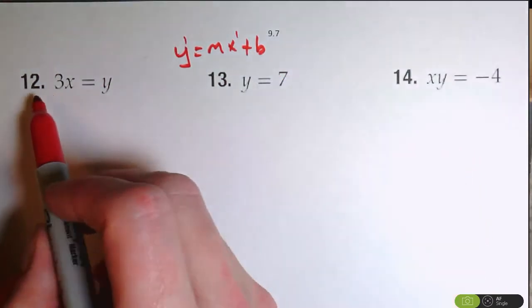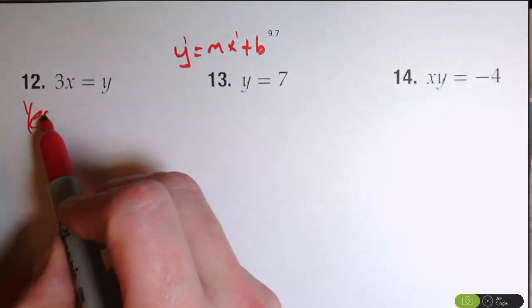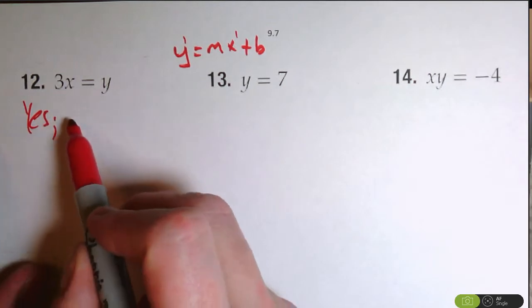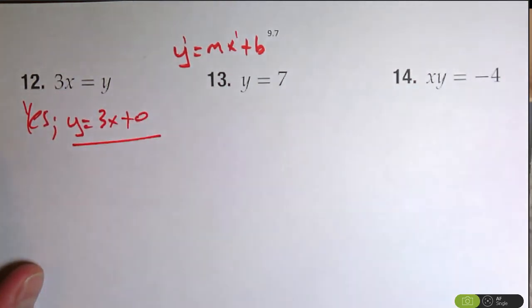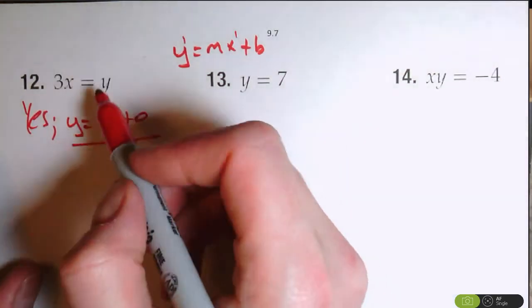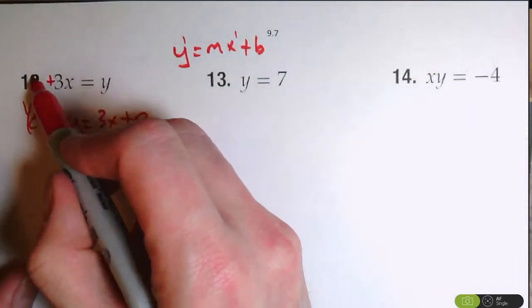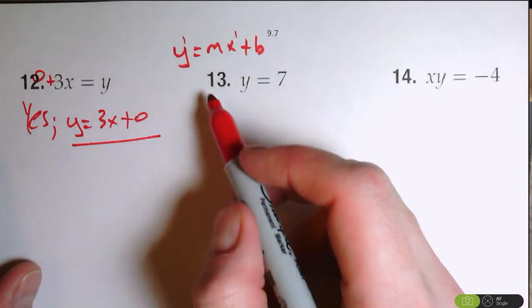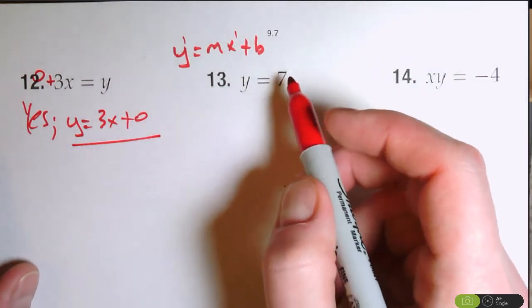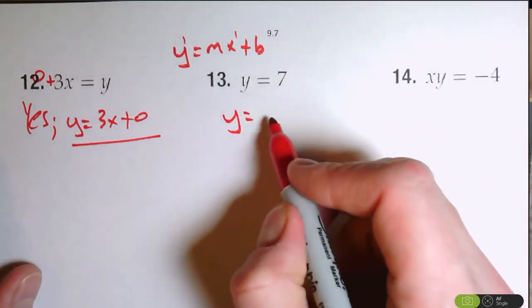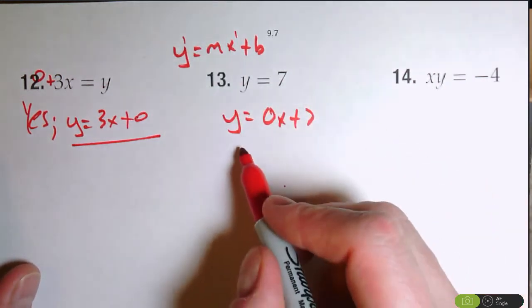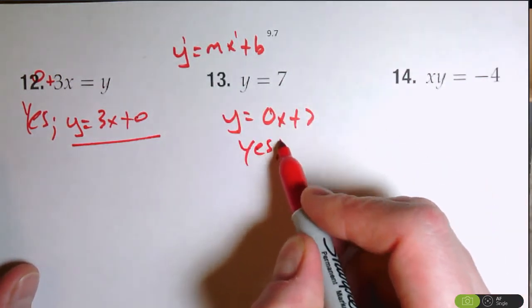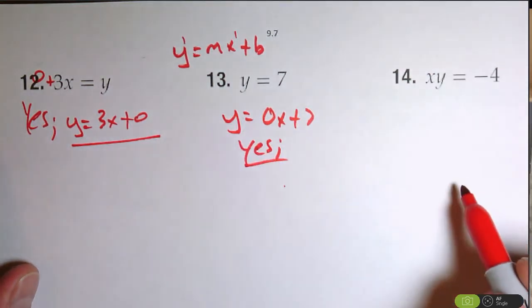For instance, number 12 is, yes, it's a line. What it'd be in slope-intercept form is y equals 3x plus 0. Okay. So it's in slope-intercept, there's nothing added to the 3x. Okay. 13 is also a line. You might say, well, there's no x, but yes, that's because that is y equals 0x plus 7, where the slope is 0. So yes, it's also a line because it's in slope-intercept form.